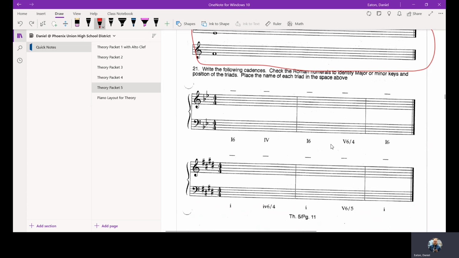Okay, more review for writing cadences. Check the Roman numerals to identify the major or minor keys and position of the triads. Place the name of each triad in the space above. All right, so here we go. This is capital 1, so that means that this must be major. That is in B flat major. My 4 chord is E flat. My 1 chord is again going to be B flat, first inversion. My 5 chord is going to be F, second inversion, and my last chord is going to be B flat.